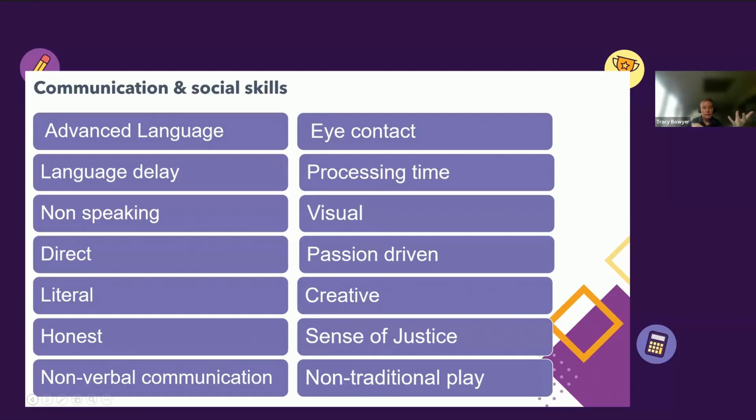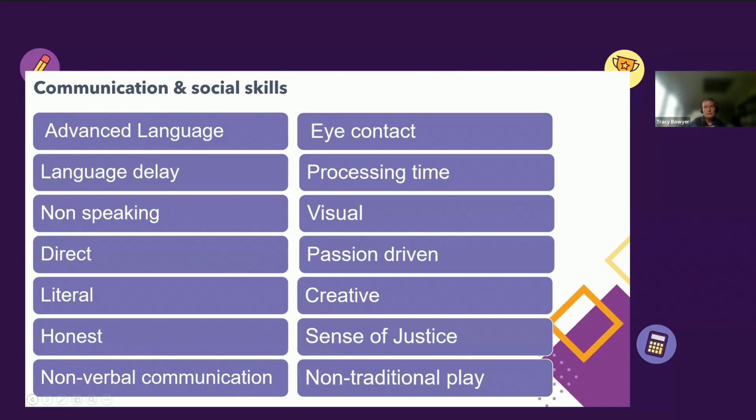Some young people may have language delay. So we can see that they experience delayed language development, but that doesn't necessarily mean they have an inability to understand language. It might be that they just need a longer period of time to develop verbal communication skills. Some of our young people may well be non-speaking.